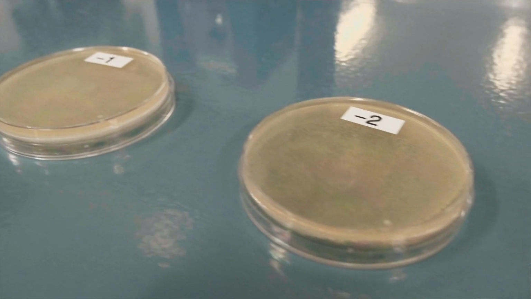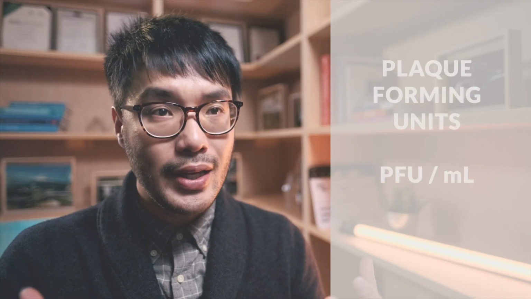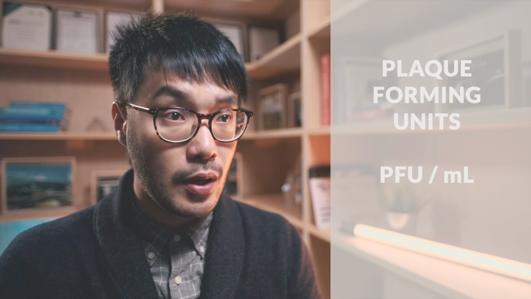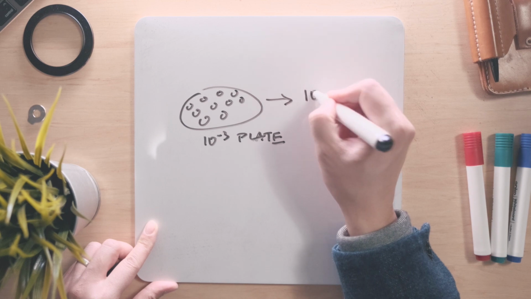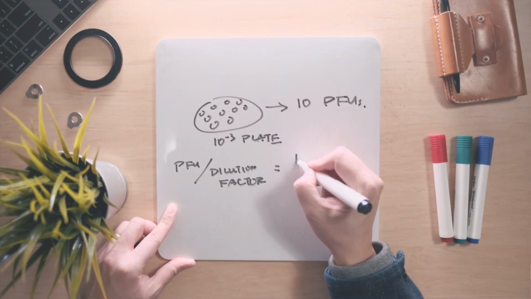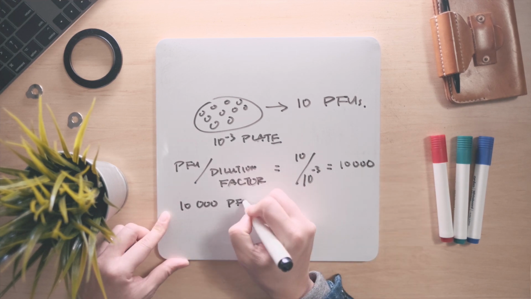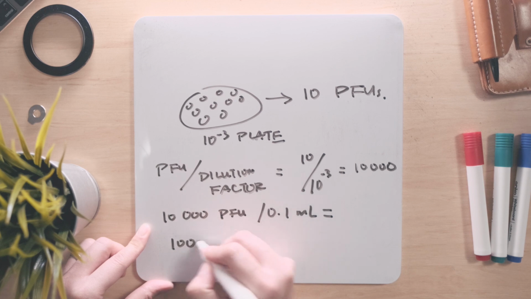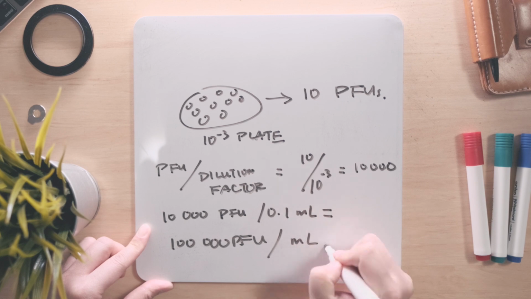If we multiply the number of PFUs on the plates with discrete countable plaques by the corresponding dilution factor, we can calculate the concentration of the original bacteriophage stock as PFU per ml. For example, if we detect 10 PFUs on the 10 to the negative 3 plate, we can divide 10 PFUs by the dilution factor of 10 to the negative 3 to arrive at 10,000 PFUs in the 0.1 ml of phage. If we express this as PFU per ml, this figure then becomes 100,000 PFU per ml in the original bacteriophage stock. We can perform this calculation multiple times using plates with different dilution factors of phage and come up with an accurate estimate for the original phage concentration.